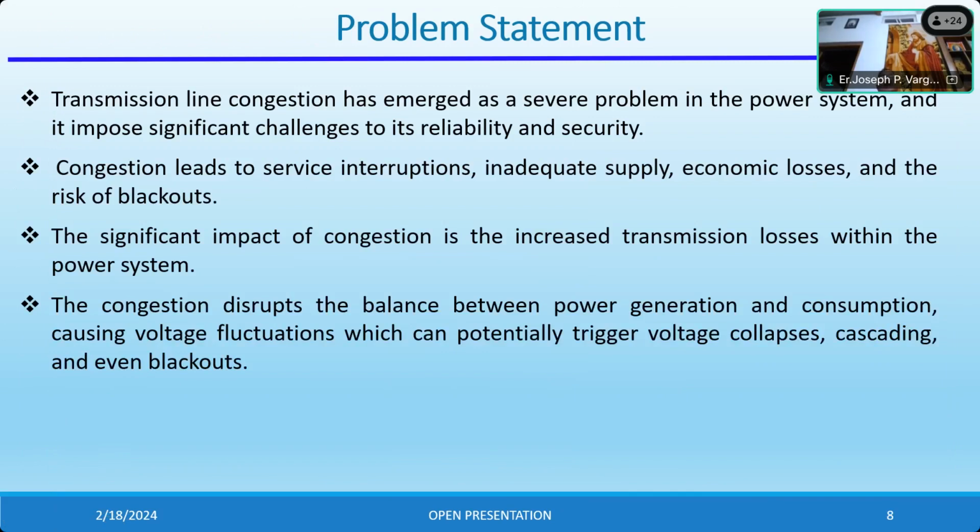And our problem is that transmission line congestion has emerged as a severe problem in the power system, and it presents significant challenges to its reliability and security. We know congestion leads to several complications. It leads to service interruptions, inadequate supply, economic losses, and even the risk of blackouts also arises from congestion. The significant impact of congestion is the increased transmission losses within the power system. Congestion disrupts the balance between power generation and consumption. These are the complications raised from congestion.